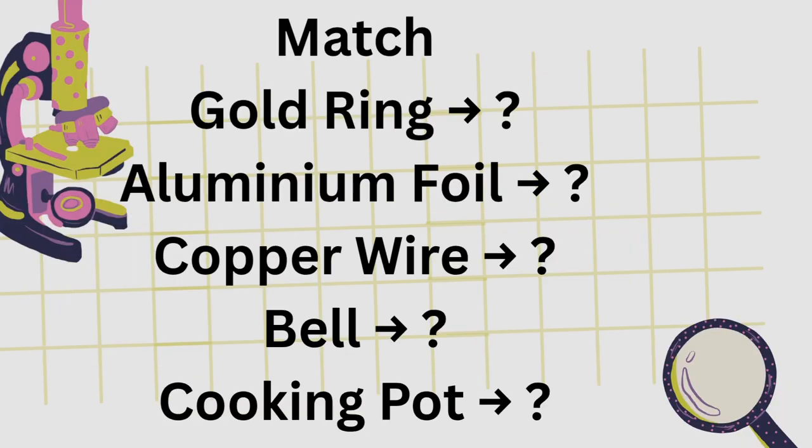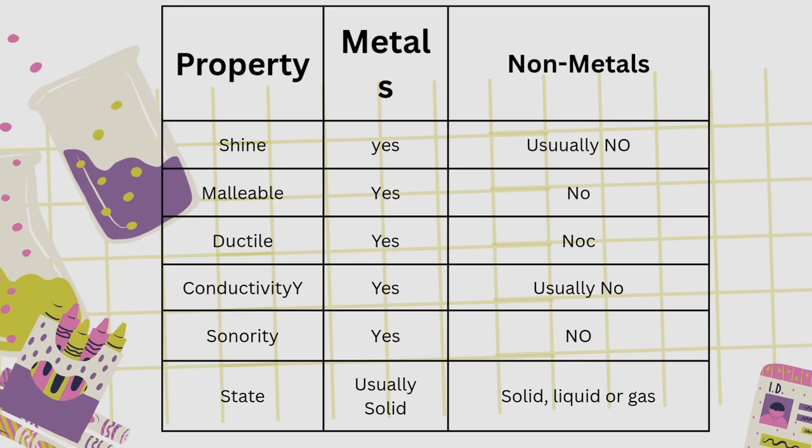And now we can do one activity. Which property is used in each item? Gold ring, that is luster. Aluminum foil, malleability. Copper wire, conductivity. Bell, sonority. Cooking pot, conductivity.